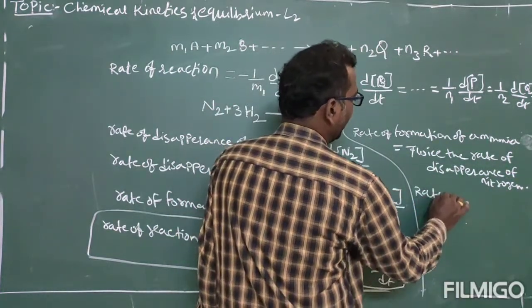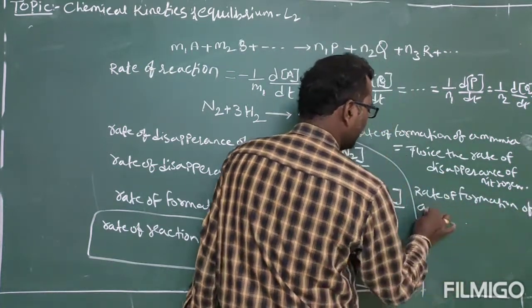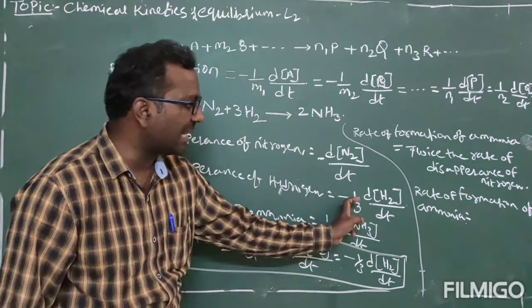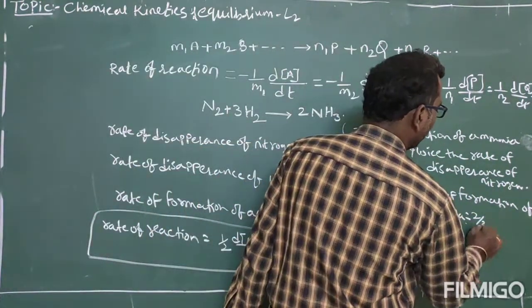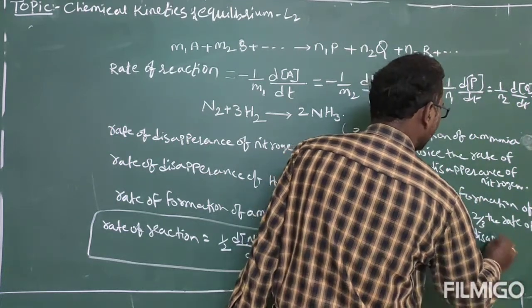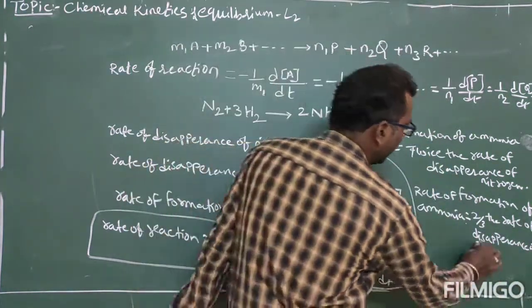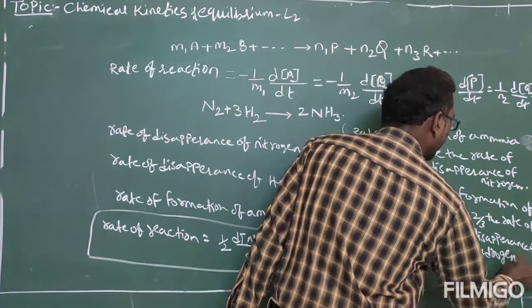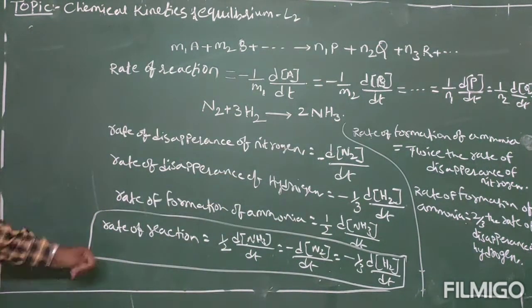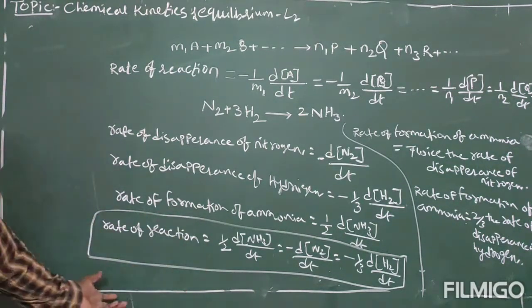Another one I can also write. Rate of formation of ammonia is equal to, when I bring this to this side, two-thirds the rate of disappearance of hydrogen. So this is the way we have to follow. Okay, hope you have understood. If you have any doubts, you can call me on WhatsApp.